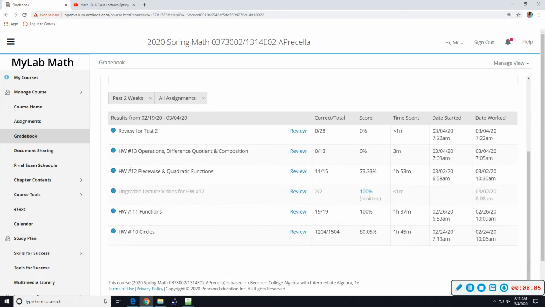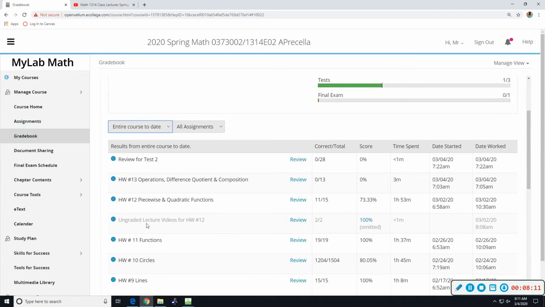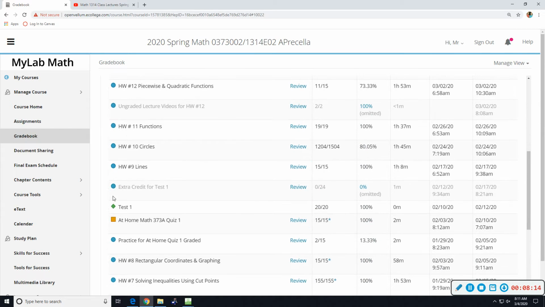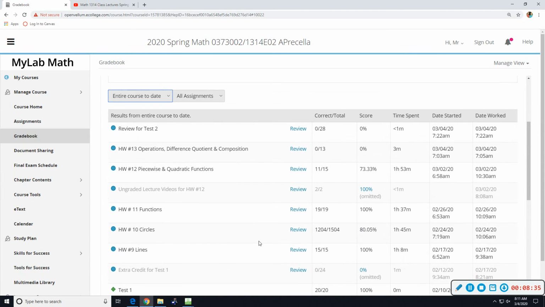Now the ungraded videos, you can see those aren't going to have an effect on your grade, just like the extra credit for test 1. Either you got the points added to your first test grade or you didn't, but either way, it's not going to have an impact on your grade. Even though I didn't do the extra credit, I have a little 0 there, but it's not counting. That's what the little dimmed stuff means. It's not being counted for the grade.